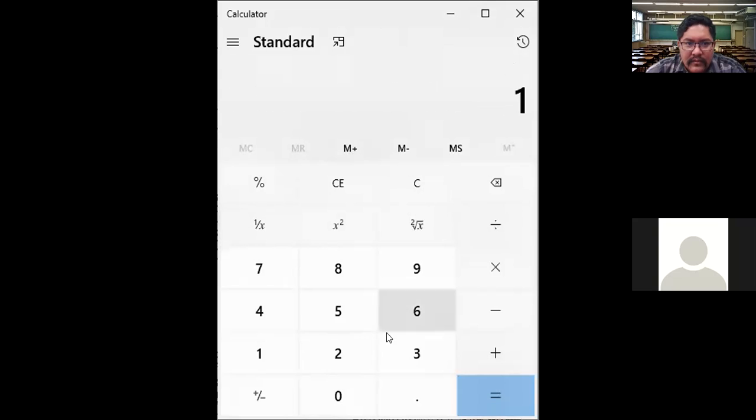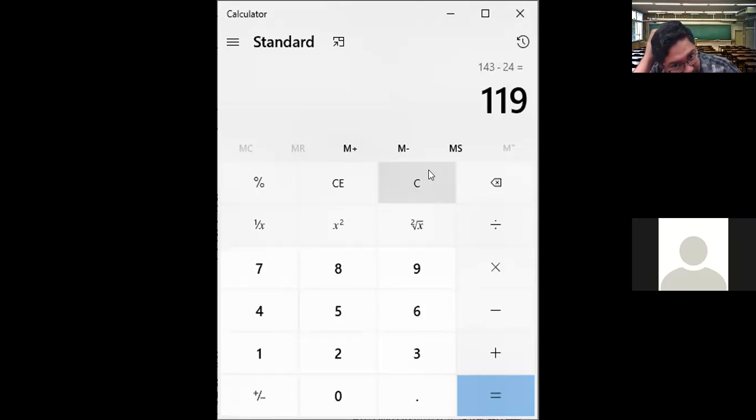Let me just start over. 180 minus, oh, come on. What is going on with this thing? 180 minus 24 and 37, and then we get 119 left over.